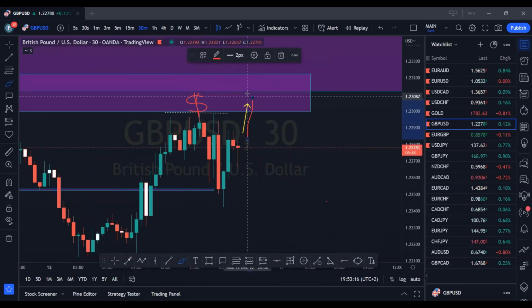And then this is a 30 minutes chart. It's an intraday time frame. So if you take entry in this zone, in a few days, price should possibly hit your target.